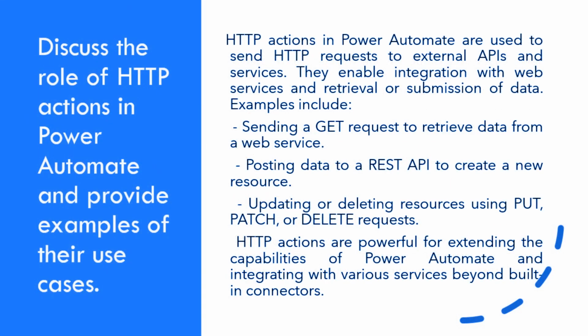Discuss the role of HTTP actions in Power Automate and provide examples of their use cases. HTTP actions in Power Automate are used to send HTTP requests to external APIs and services. They enable integration with web services and retrieval or submission of data. Examples include sending a GET request to retrieve data from a web service, posting data to a REST API to create a new resource, and updating or deleting resources using PUT, PATCH, or DELETE requests. HTTP actions are powerful for extending the capabilities of Power Automate and integrating with various services beyond built-in connectors.